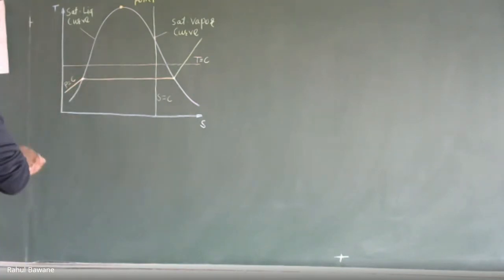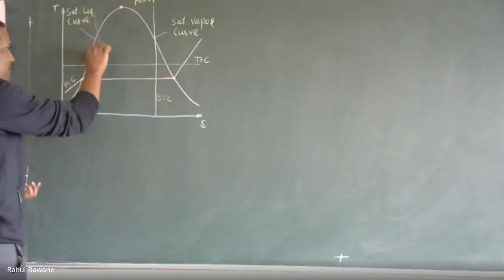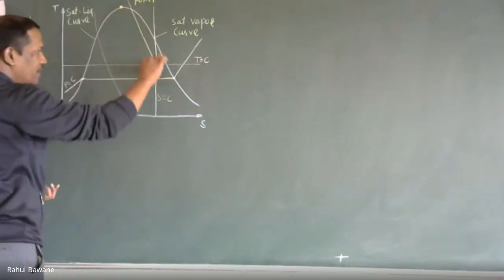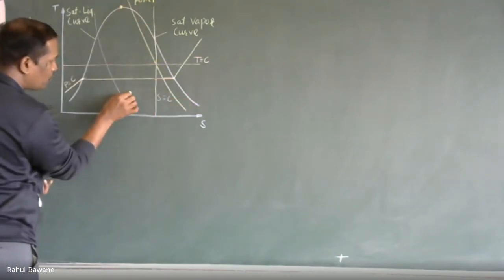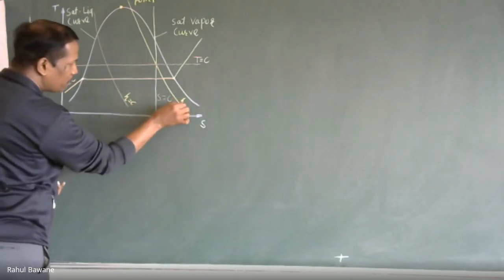Next are constant enthalpy lines. Constant enthalpy lines look like curved lines. Such kinds of lines are there, and these are the constant enthalpy lines. So enthalpy is constant.